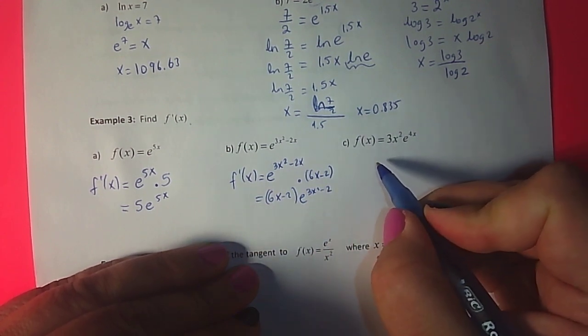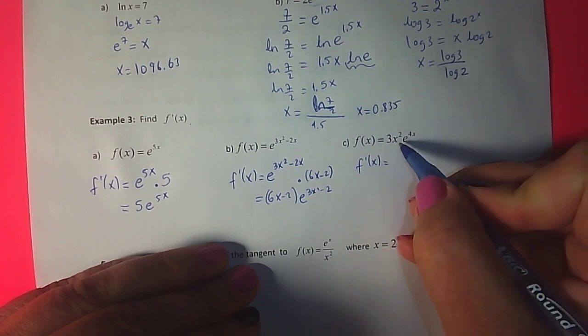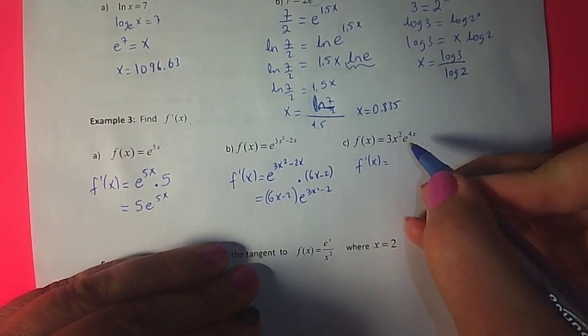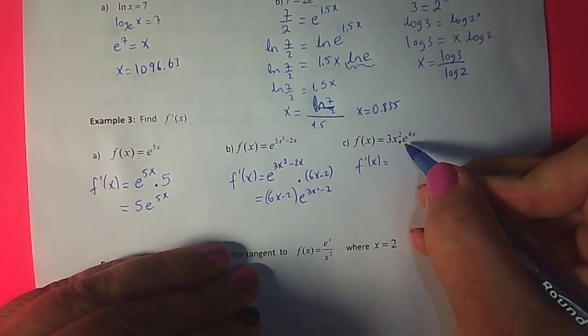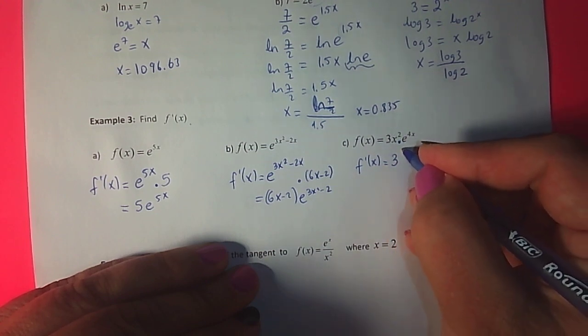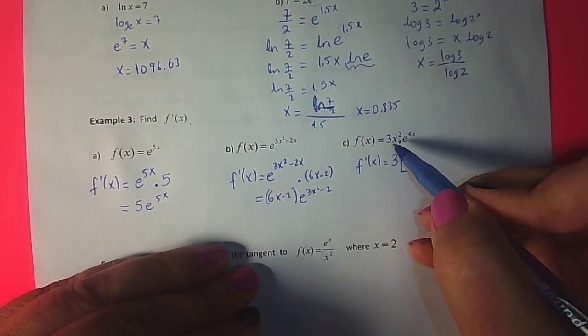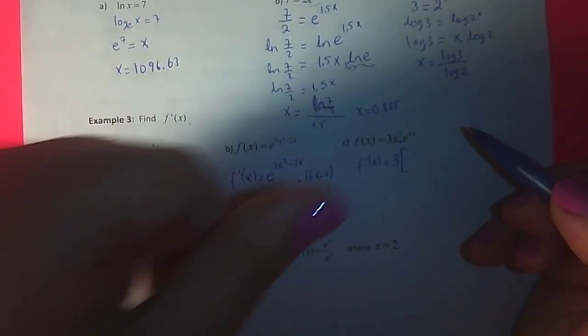Okay, let's look at C. So we're going to take the derivative of that. But as you see now, this is 3x squared times e to the power of 4x. Now we have to apply the product rule here, okay? x squared is multiplied by e to the power of 4x. So 3, I'm just going to keep it here. And then now I'm going to take the derivative of x squared times e to the power of 4x.